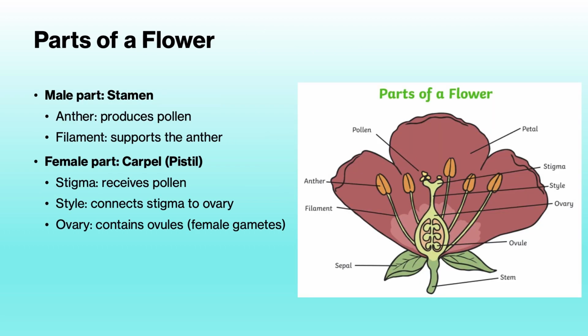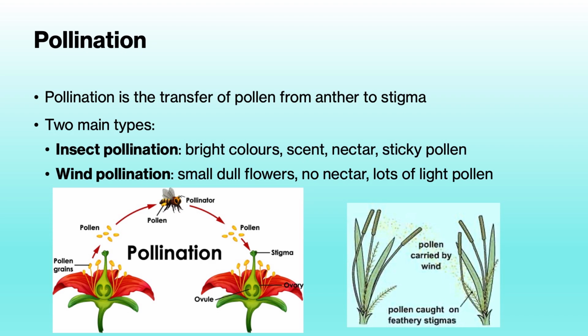The male part of the flower is called the stamen, made up of the anther and filament. The anther produces pollen grains which contain the male gametes, and the filament supports the anther. The female part is called the carpel or pistil, which includes the stigma, style, and ovary. The stigma receives pollen, the style connects the stigma to the ovary, and inside the ovary, there are ovules, which contain the female gametes. For plants to reproduce sexually, they need to have pollination.